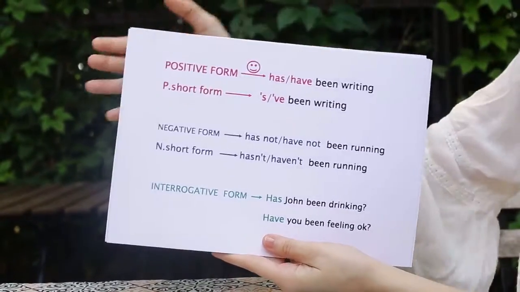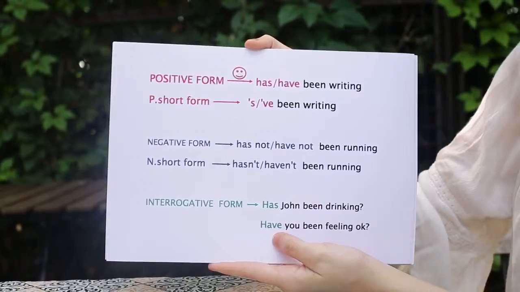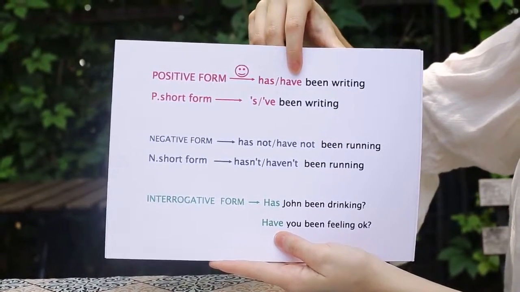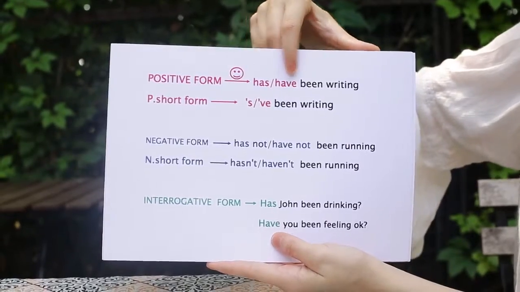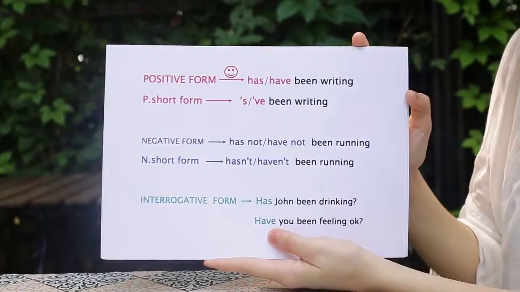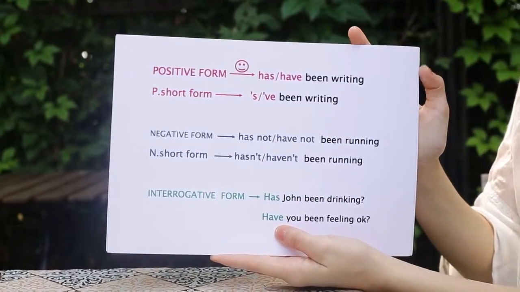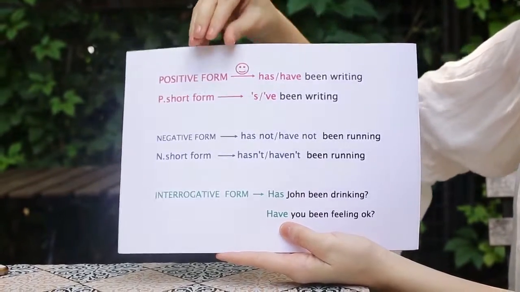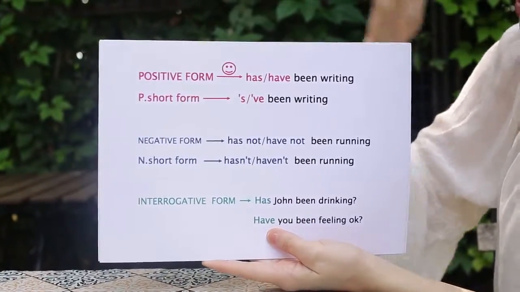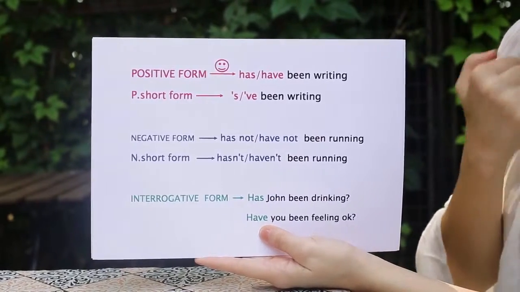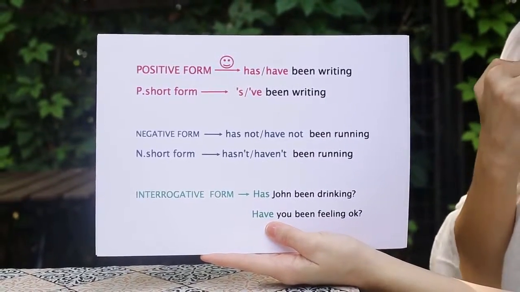We have here the positive form of present perfect continuous. He has been writing; I, you, they, we have been writing. And in spoken English we often use contracted short forms. So he's been writing, she's been writing, it's been writing, but I've been writing, you've been writing, they've been writing, you've been writing, and we've been writing.